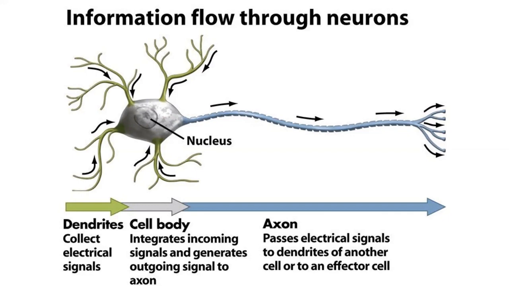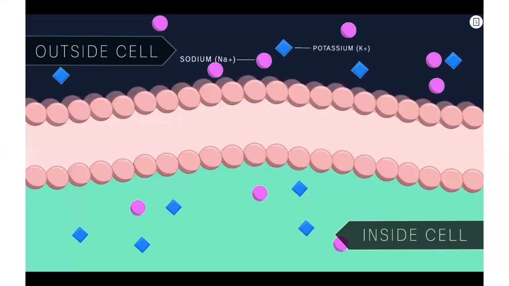Okay, another cell. Just remember that the axon will pass these electrical signals to dendrites of another cell, or we can say to the cells, or to an effector cell. Okay, so let's move on. This is like the resting potential stage of a neuron.